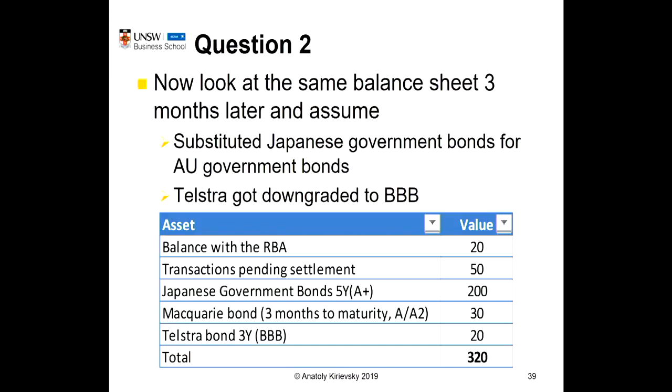Same balance sheet, but 3 months later. And assume that instead of Australian government bonds, we have Japanese government bonds. And Telstra got downgraded as well. So the size of the balance sheet is the same. It's also 320. So what happens now?